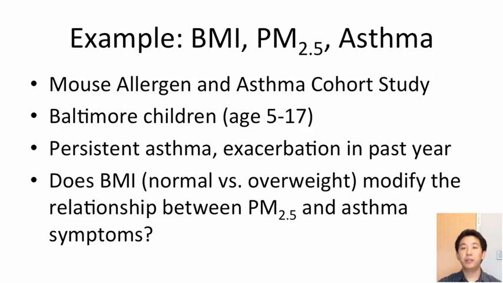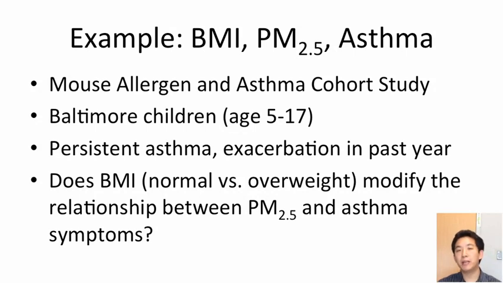So the running example that I'm going to use for this lecture, which I've spoken about previously, comes from the Mouse Allergen and Asthma Cohort Study, which was conducted here in Baltimore. Just very briefly, this is a study that included Baltimore children aged 5 to 17. They all had persistent asthma with an exacerbation in the past year. And we're interested in a lot of the environmental triggers for asthma morbidity in this study. One of those triggers we're going to look at is indoor air pollution as specified by particulate matter, so fine particulate matter, which is PM2.5, and we'll also look at nitrogen dioxide, NO2. And we want to know whether BMI, or body mass index, modifies the relationship between PM2.5 and asthma.